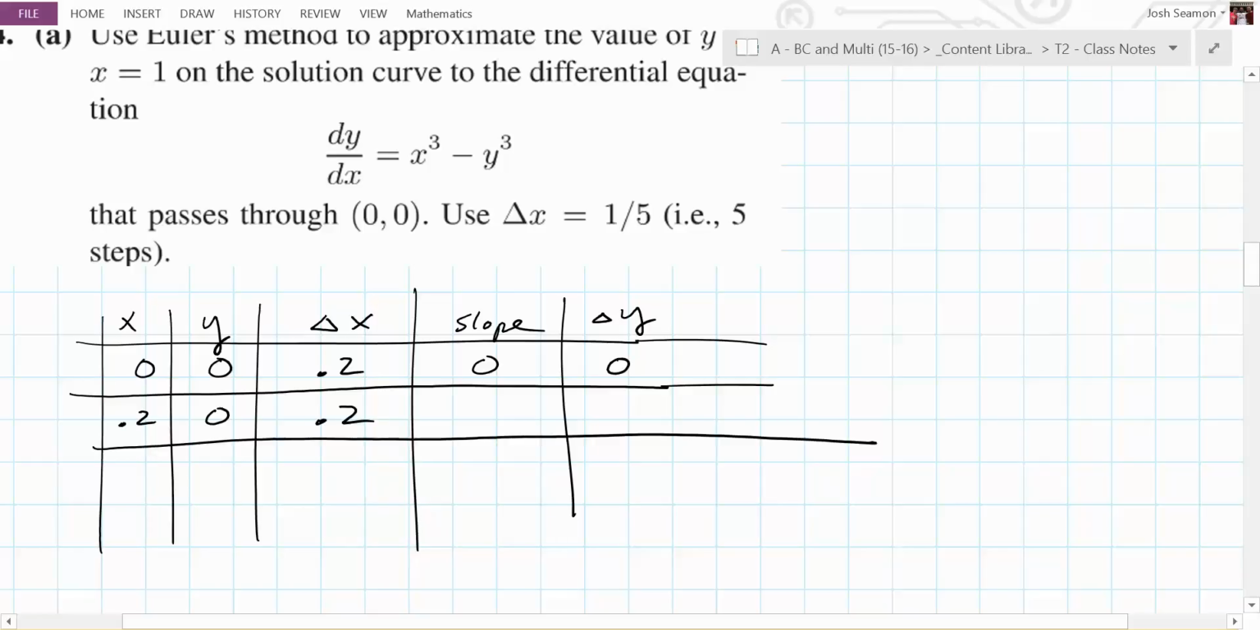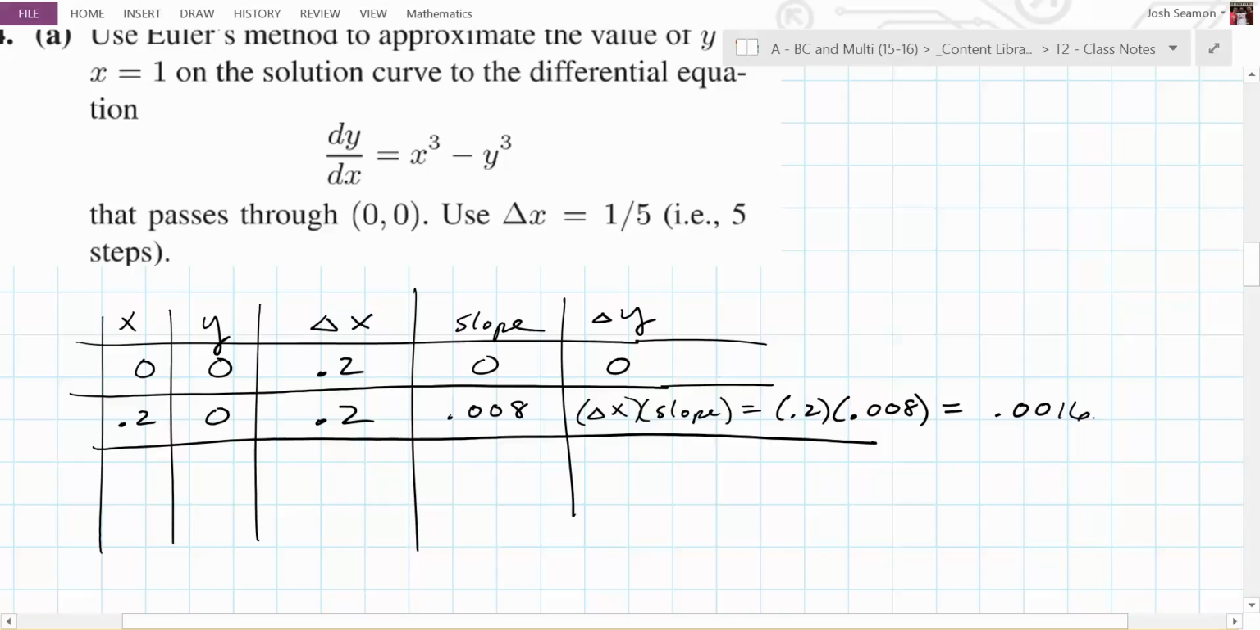So what's our slope going to be now? 0.008, because it's 0.2 cubed. Okay, so how do you get your delta y? What do you multiply together? That is delta x times the slope at that point. So what's it going to be? 0.2 times 0.008. What does that equal? Is it 0.0016?